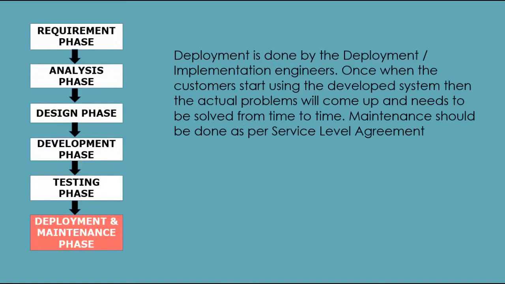Deployment and maintenance phase. After successful testing, the product is delivered or deployed to the customer for their use. Deployment is done by the deployment or implementation engineers. Once when the customers start using the developed system, then the actual problems will come up and needs to be solved from time to time. The process where the care is taken for the developed product is known as maintenance. 100% testing is not possible because the way testers test the product is different from the way customers use the product. Maintenance should be done as per service level agreement.